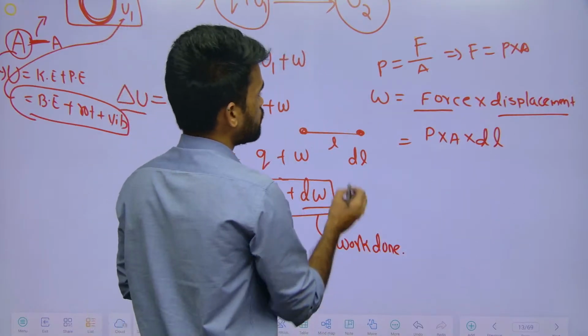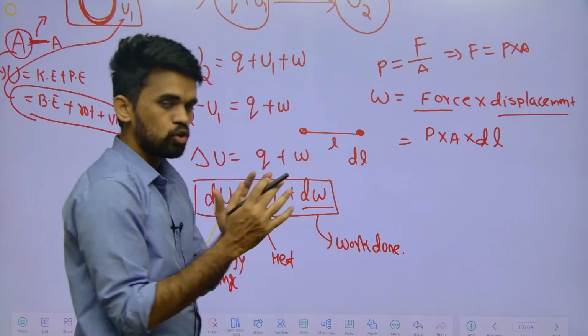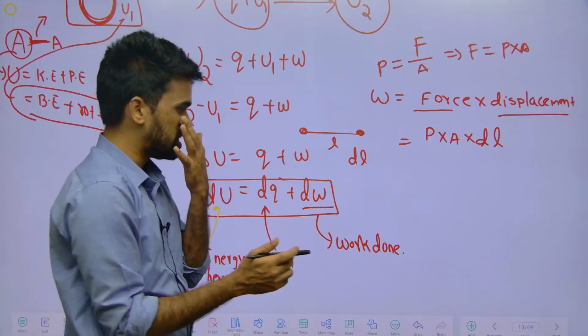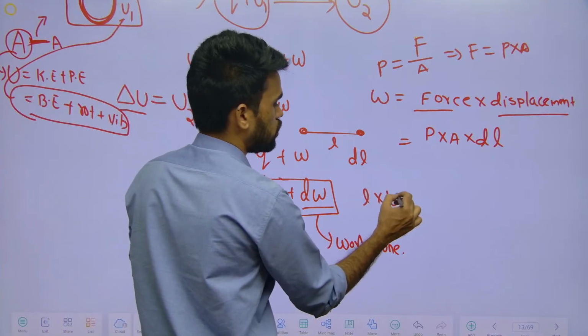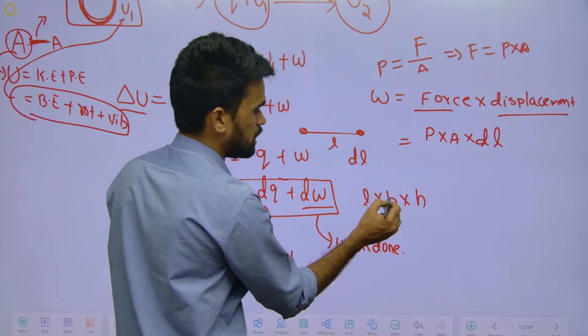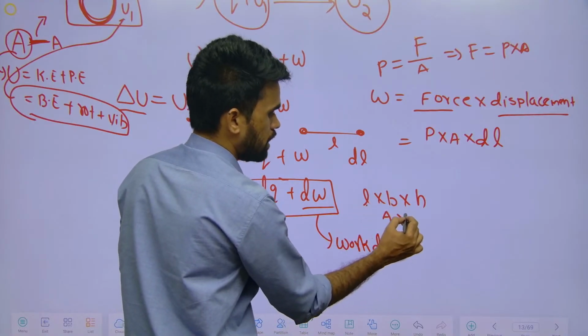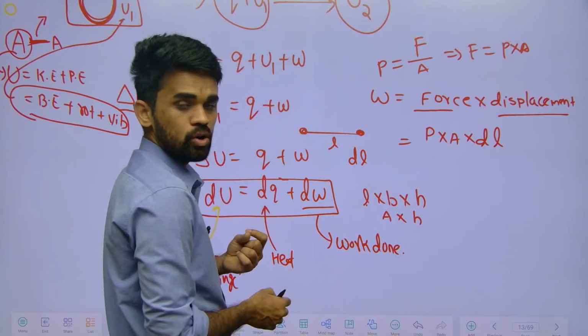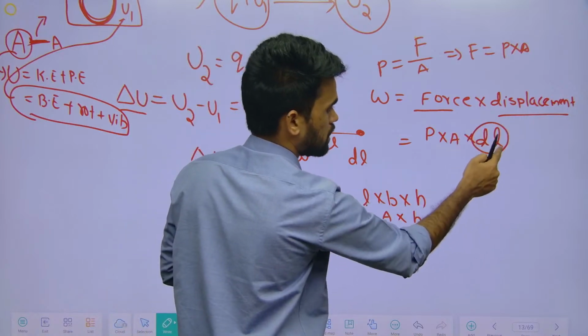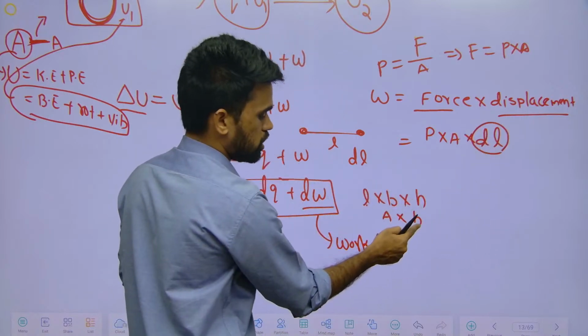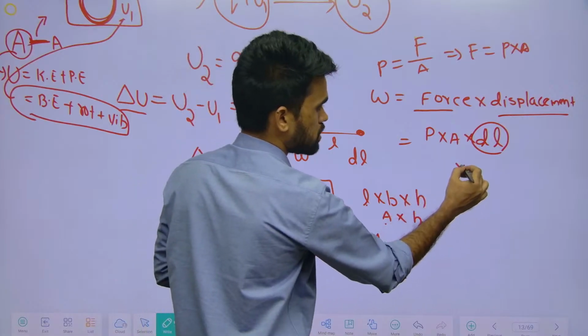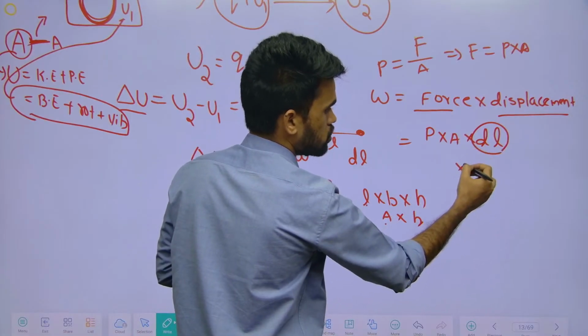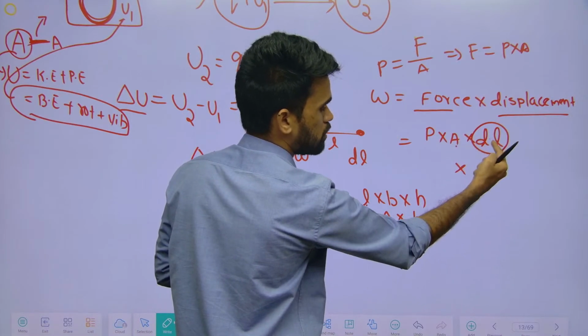Now we know the volume of a cube or a container: how do we say it? Length into breadth into height. Length into breadth is the area, so area into height we will write. But here the height, or whatever the length, is changing. So length into area into length becomes volume.